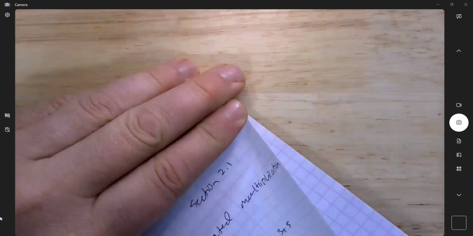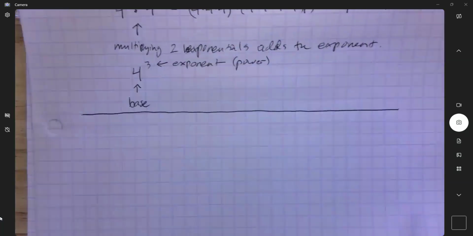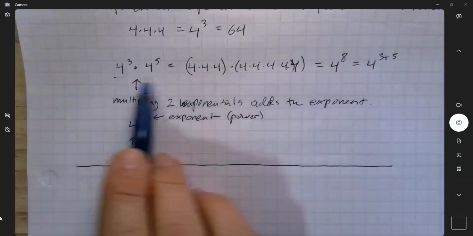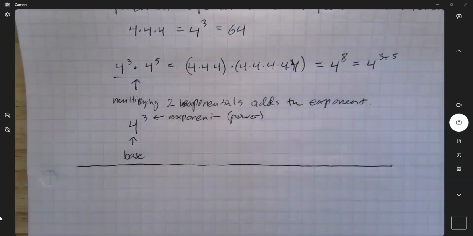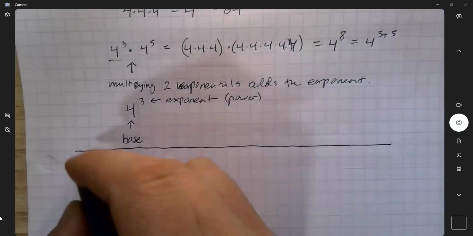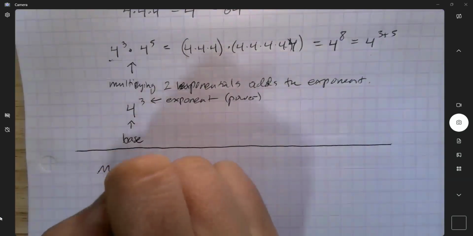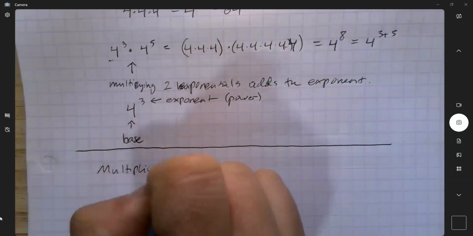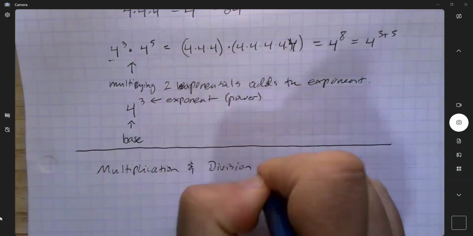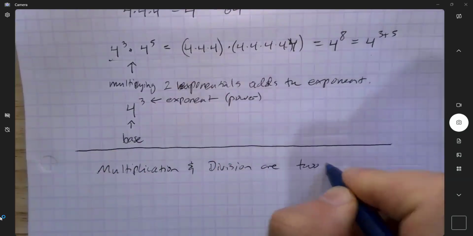Now, I'm going through this pretty quickly. There are some review videos online to go through it in more depth, but if you have these in your notes and you bring something like this with you to remind you, I think that'll be a good starting point. Another reminder is multiplication and division are two sides of the same coin.